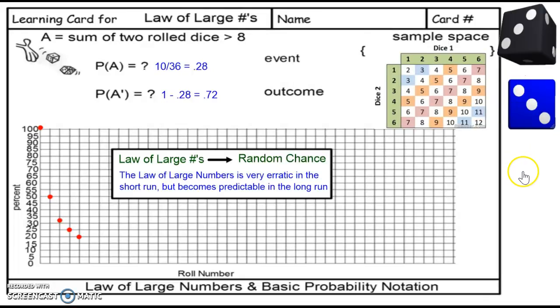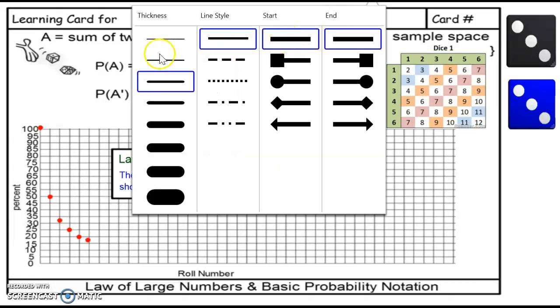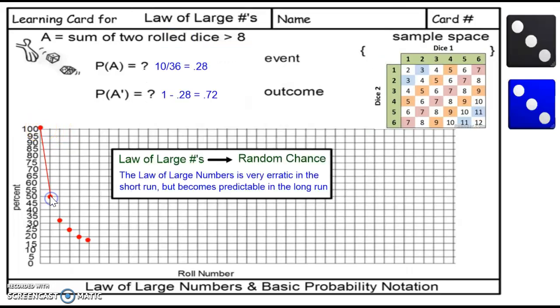Roll again, and I get 6. So that's 1 out of 6. 1 out of 6 is 16%, which would put me right about here. Now you can see that things are kind of erratic, and if I were to connect these with a line, let's go ahead and do that right now. If I connect these probabilities with a line, it would look something like this at this point.